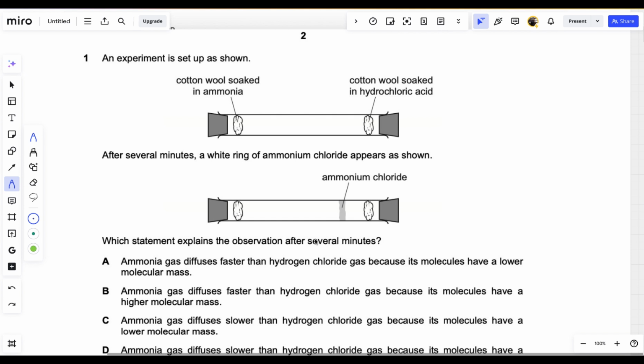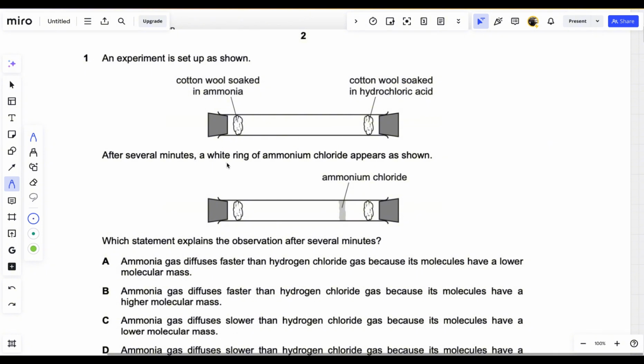An experiment is set up as shown. You can see cotton wool soaked in ammonia at this end. There's a cork here that covers this tube, and also a cork on this side that covers this tube, so whatever gas is here doesn't escape. The cotton wool on the right side is soaked with hydrochloric acid.